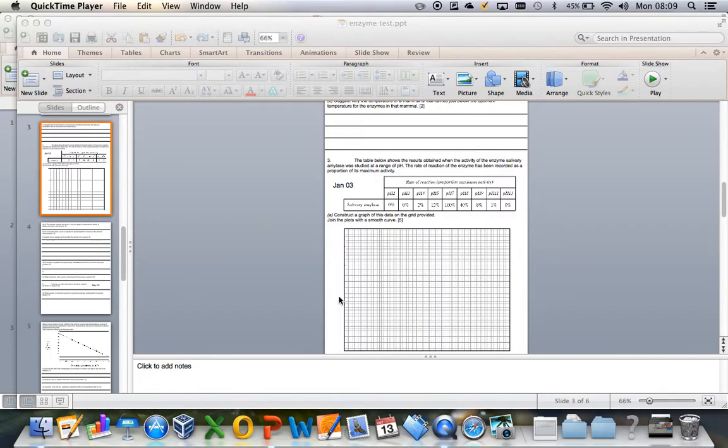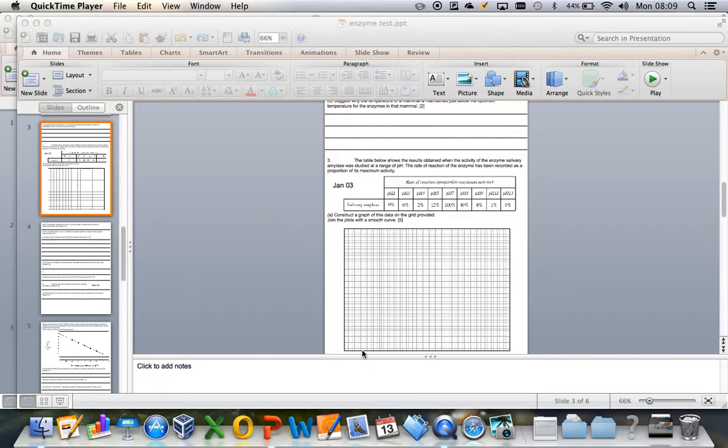And on the y-axis, it's going to be the rate of reaction as a proportion of its maximum activity. So the units for that will be percentage. Lots of people just wrote salivary amylase percentage here. That would suggest to me that that was the concentration of salivary amylase used. It had to be the rate of reaction of the salivary amylase as a proportion of its maximum.